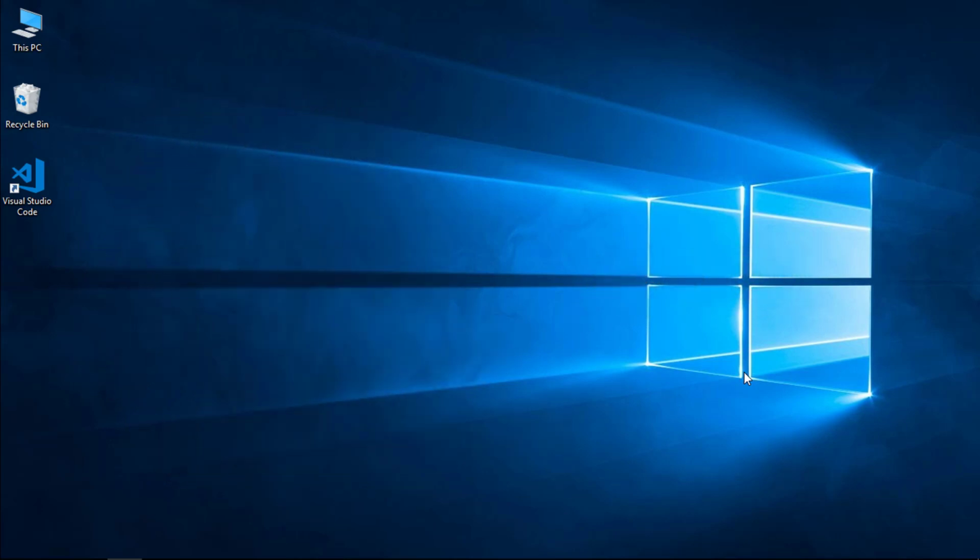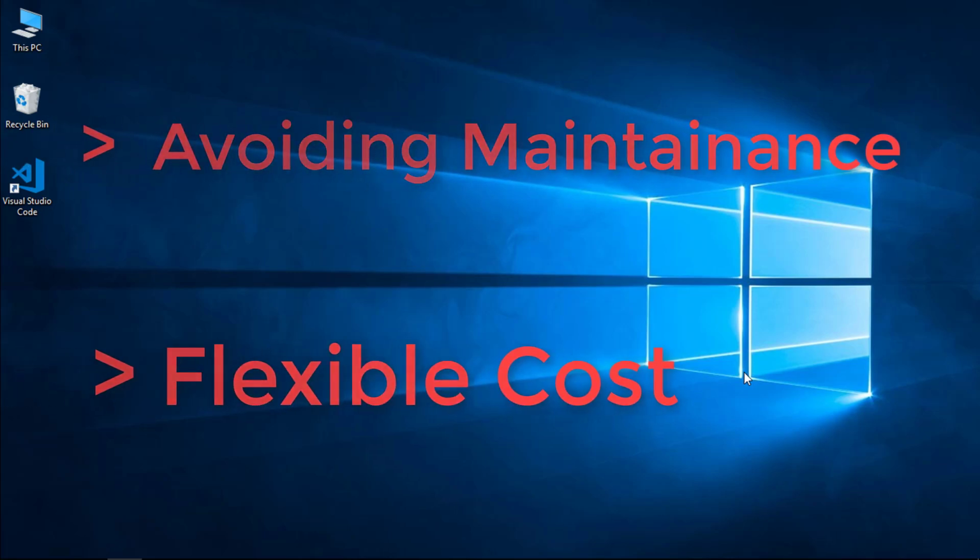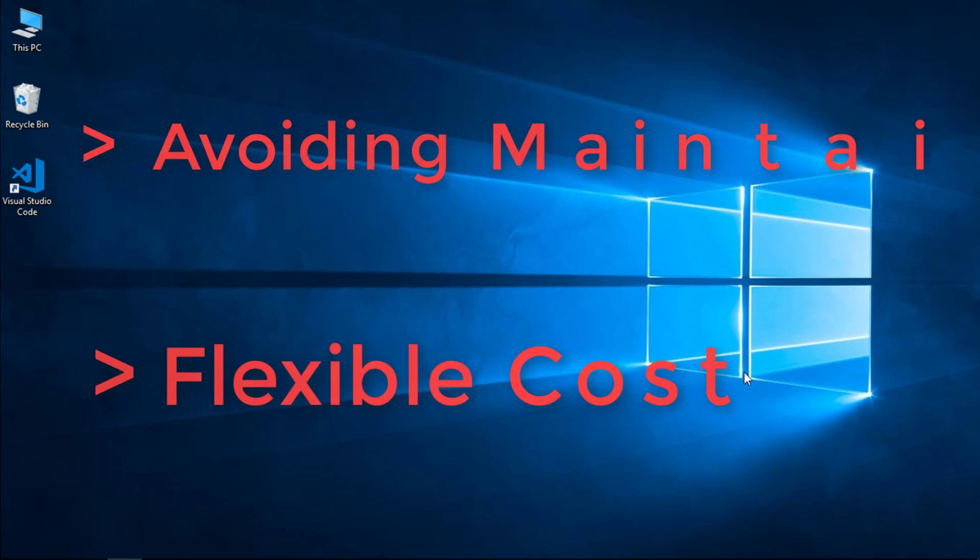So, the cloud is renting computers from other companies, and AWS is the biggest, most popular company that you can rent computers from. Well, what's the big deal? Why don't people just buy their own computers instead of renting them from others? There are two main reasons for that: avoiding maintenance and flexible cost. Let's talk about maintenance first.